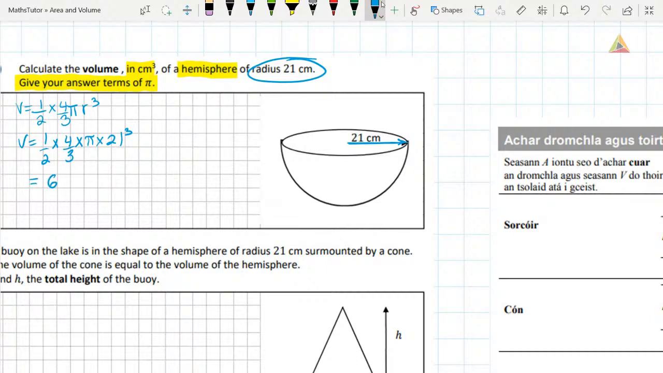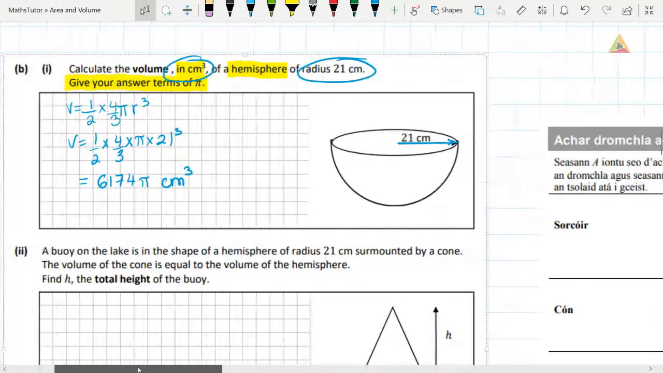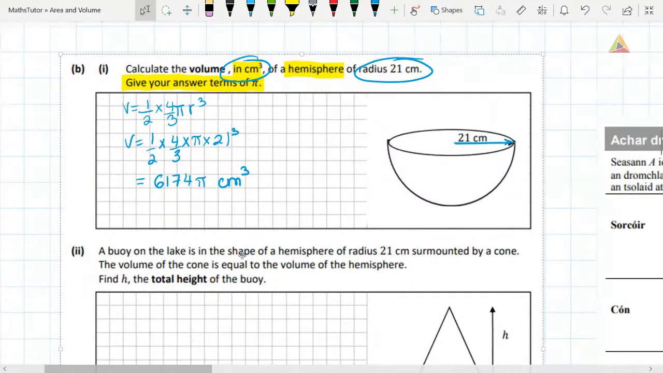So I'm going to write 6174 pi. And then don't forget your units. Pi is not your units. Pi is a number. So when I want to put in my units, it says centimeters cubed. Volume is always cubed, and our radius was given to us in centimeters. So it's going to be 6,174 pi centimeters cubed. So that allowed us to work out the volume of the hemisphere. We weren't able to find that formula directly, but we had the volume of a sphere, and it's just going to be multiply that by a half.